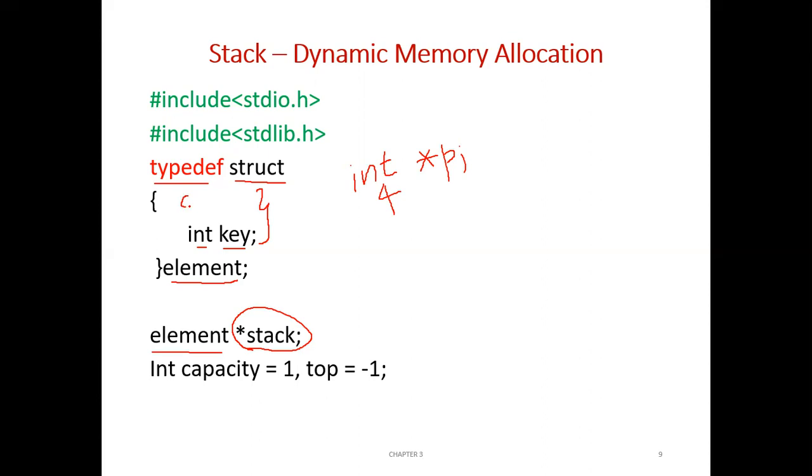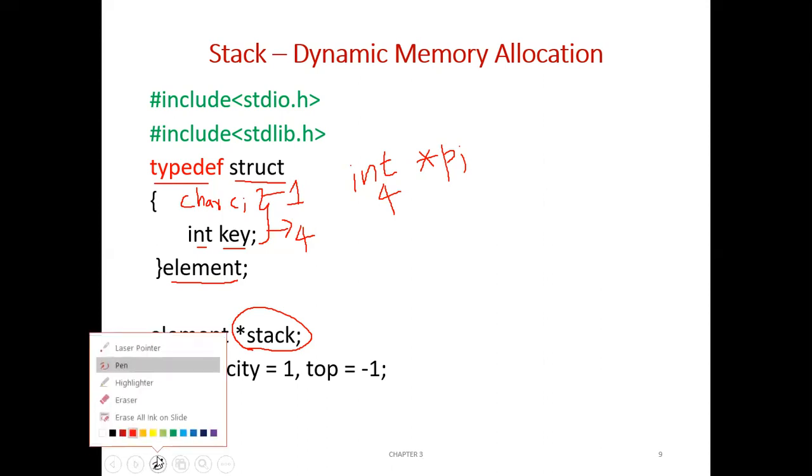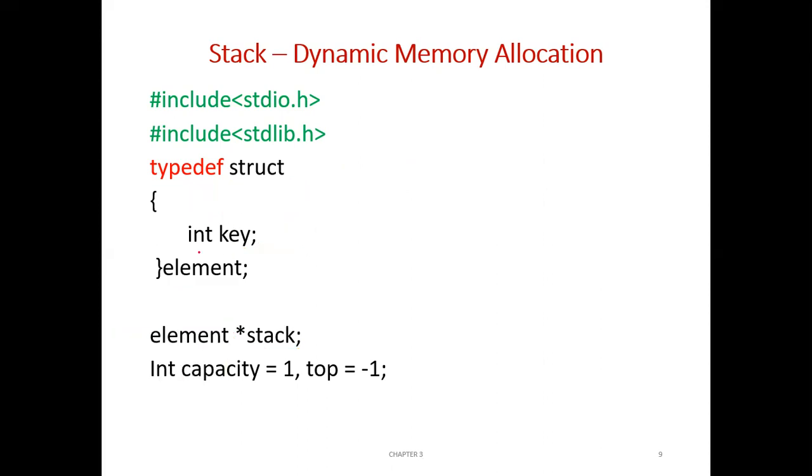Say for example, here there is another character variable, c, also. Then element will occupy how many bytes? c will occupy 1 byte. That is, character will occupy 1 byte, and key integer will occupy 4 bytes. So every variable of type element will occupy 4 plus 1, 5 bytes. But in our case, the structure contains only one member, that is key, which is an integer. So when you create a variable of type element, it needs only 4 bytes, right?